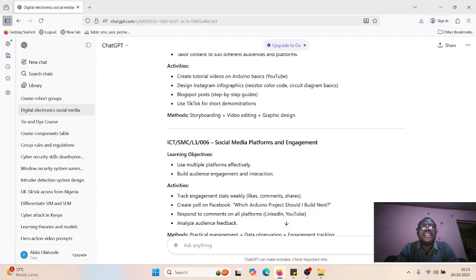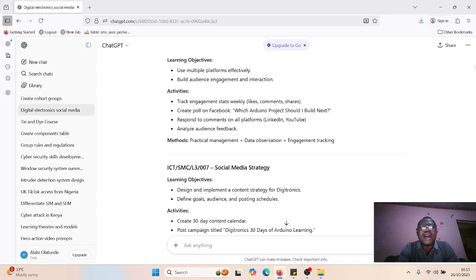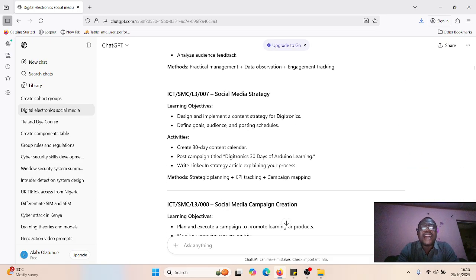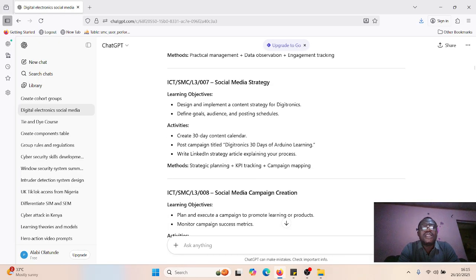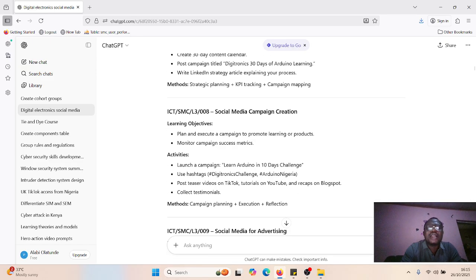You can see each unit has already given me the activities I need to do there. Look at Unit 7, Social Media Strategy. The activities there are: create a 30 days content calendar, compose a campaign title, and it has even given me the title I will use. Write a LinkedIn strategy, and it has even assigned the method to be used.